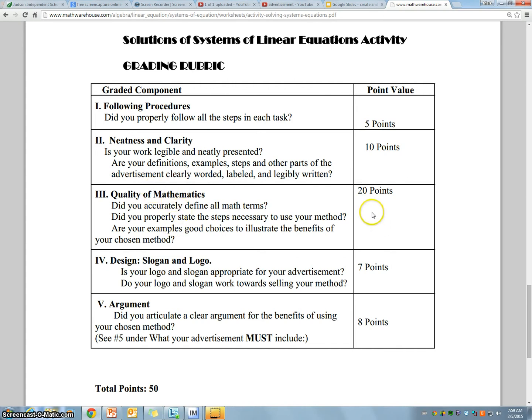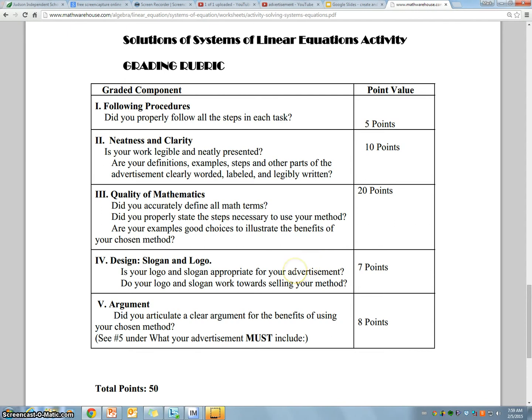Number 3, this is the lion's share of the points. 20 points out of 50 is the mathematics involved. Did you accurately define all your math terms? Again, use the textbook. Did you properly state the steps necessary to use your method? And are your examples good choices to illustrate the benefits of your chosen method? If you choose graphing, I'd probably use y equals mx plus b forms of the equations.